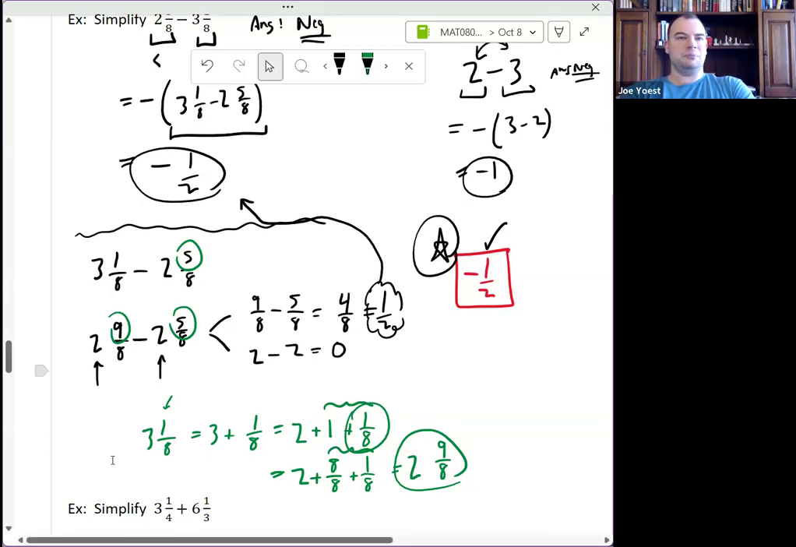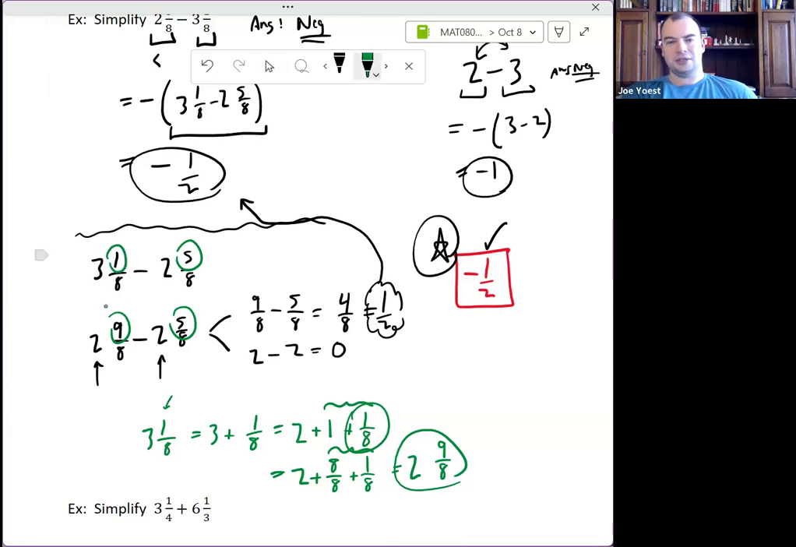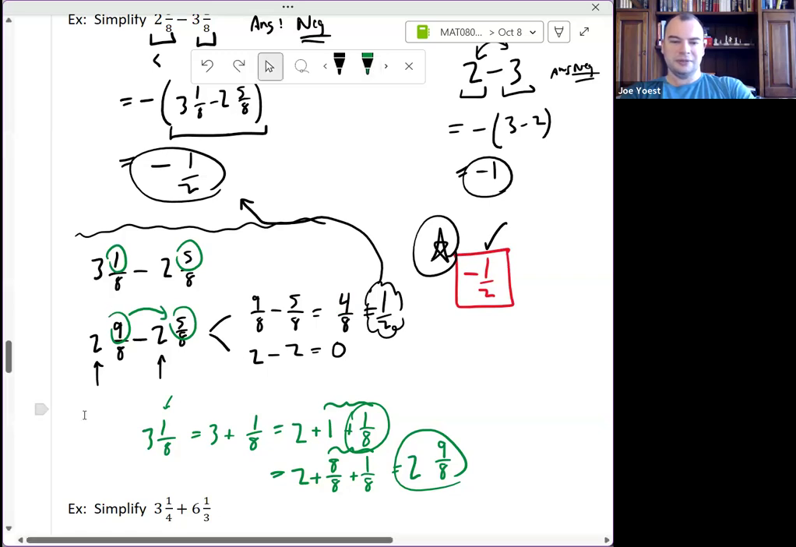So we're really just doing that borrowing process. We're borrowing one of the wholes to give us 8 more eighths than we started with, and that gets added onto the 1/8 to make 9/8, giving us enough to do the 9 minus 5 is a 4. Yep.